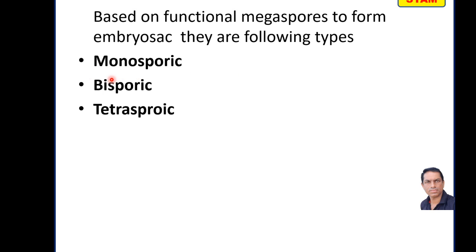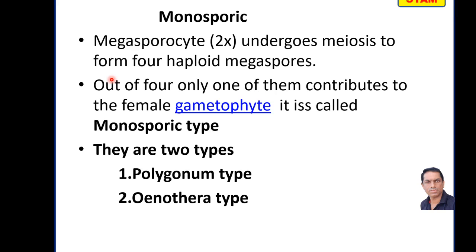First is the monosporic type of embryo sac. The megasporocyte, which is genetically diploid, undergoes meiosis to form 4 haploid megaspores. Out of 4, only one contributes to the female gametophyte, or embryo sac, which is called the monosporic type. The monosporic type of embryo sac is broadly divided into 2 types: one is the Polygonum type, and the second is the Oenothera type.